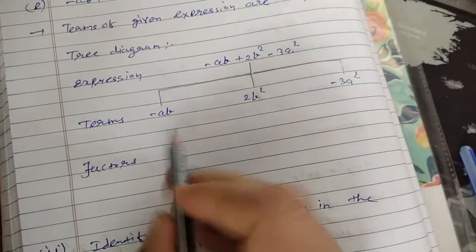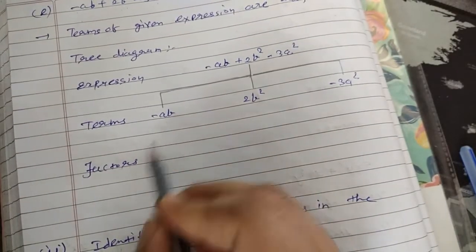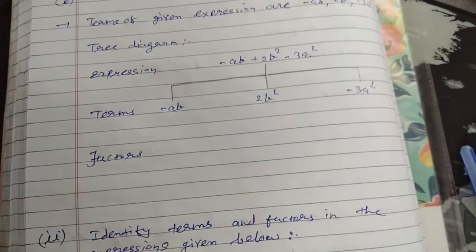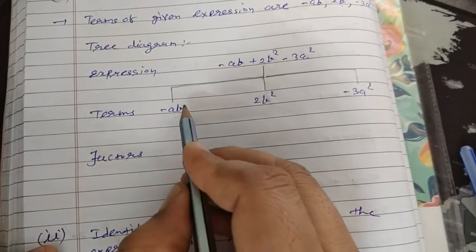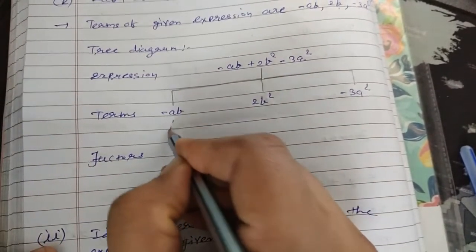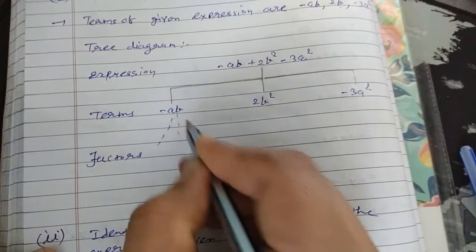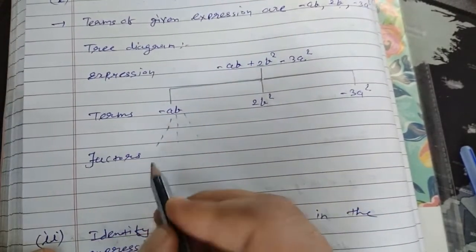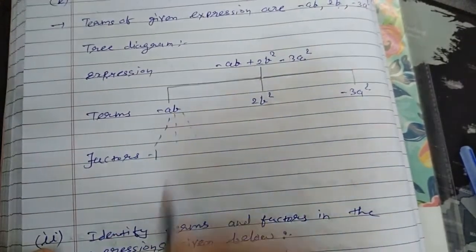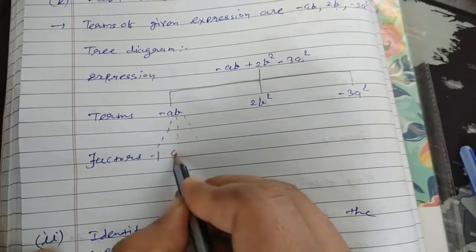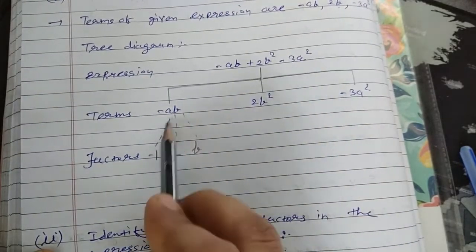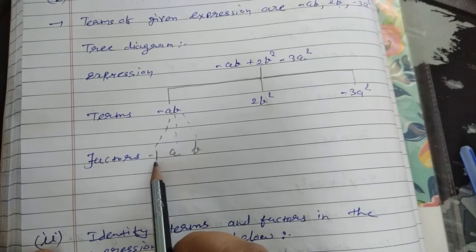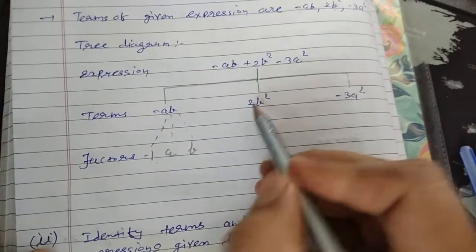Now we have to write the factors. The factors of minus AB are, as we have solved one sum earlier, this minus sign stands for minus 1, then A and B. So minus AB is a product of the factors minus 1, A and B.